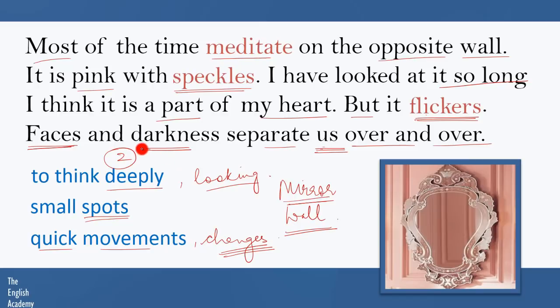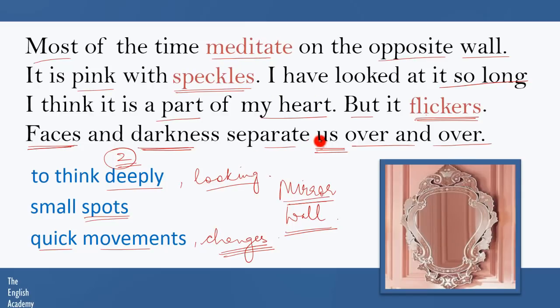Similarly, when there is darkness, no image is formed on the mirror's surface and so the wall will disappear from the mirror. So that is what the mirror is saying, that in two instances, in two situations, the wall gets separated from the mirror. Otherwise, all the time, the wall remains a part of the mirror.